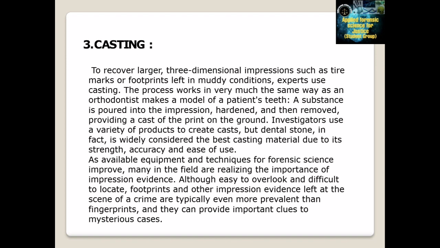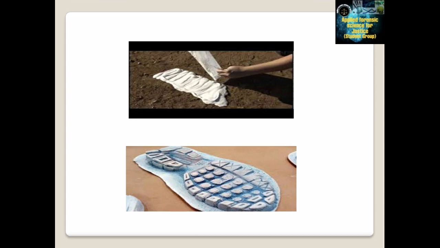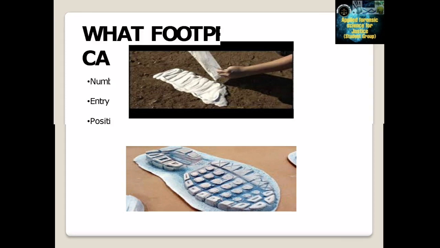As available equipment and techniques of forensic science improve, many in the field are realizing the importance of impression evidence. Although easy to overlook and difficult to locate, footprints and other impression evidence left at the scene of the crime are typically even more prevalent than fingerprints, and they can provide important clues to mysterious cases. A substance is poured into the impression, hardened and then taken out.